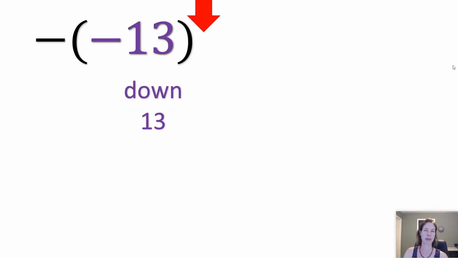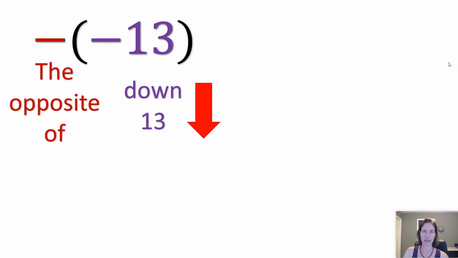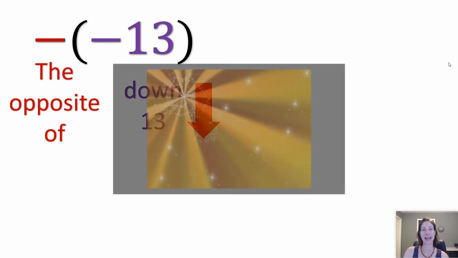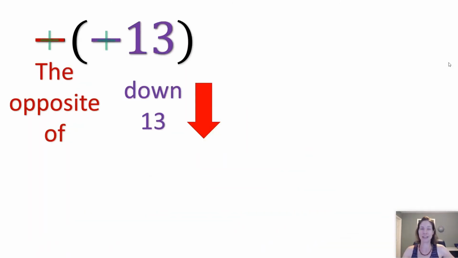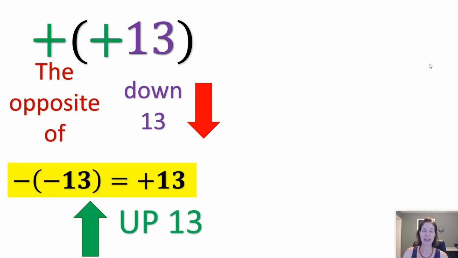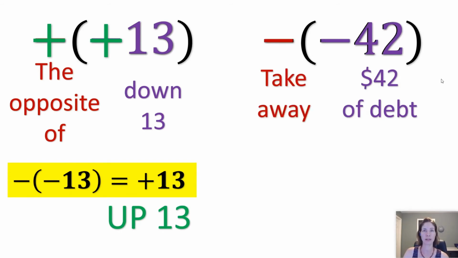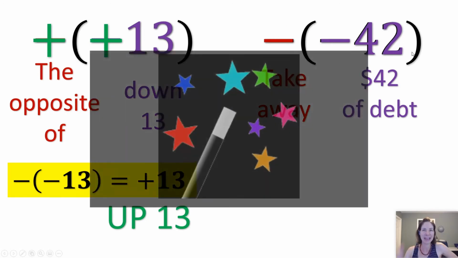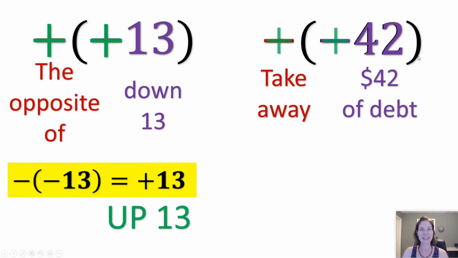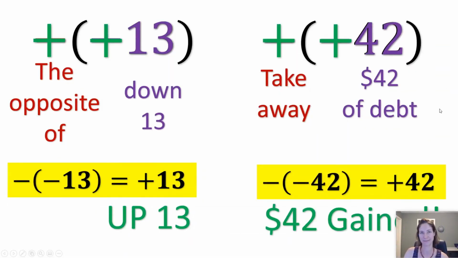What about this one? If we had negative 13 and it meant down 13, then the opposite of down 13, no magic needed, because this is what it means. That means up 13. And over here, if we have $42 of debt, we owe $42, and this extra negative being the opposite of, we're taking away the debt. If you take away debt, then it means you've gained money.